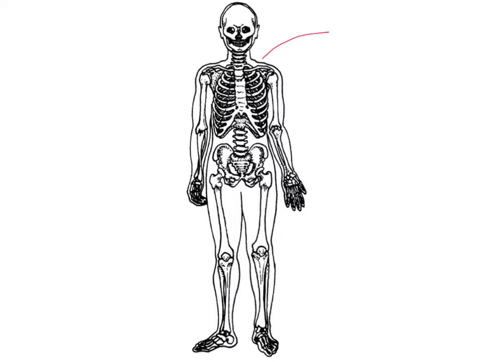So this bone right there, that is your clavicle, also known as your collarbone. You've got one on this side and one on that side. Your main arm bone that you see here, that is your humerus.